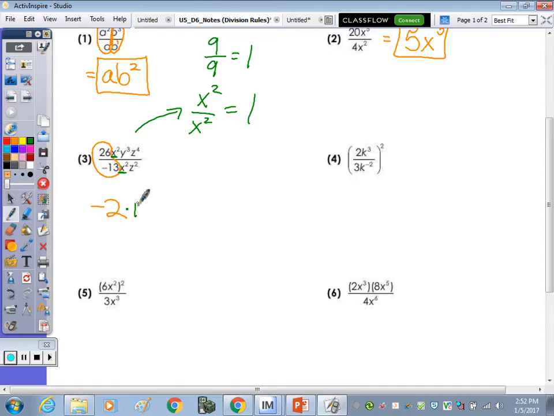But do we need to write the 1 if all this is connected by multiplication? No. What would be easiest is just think of it as it cancels out, because it's written as a product. When you divide all these, it's written as a product, and then negative 2 times 1 would just be negative 2. So it essentially just goes away. And then, since there's no y cubed in the denominator, you simply just bring it down. It has no like base underneath. And then z to the 4th over z squared would be z squared.